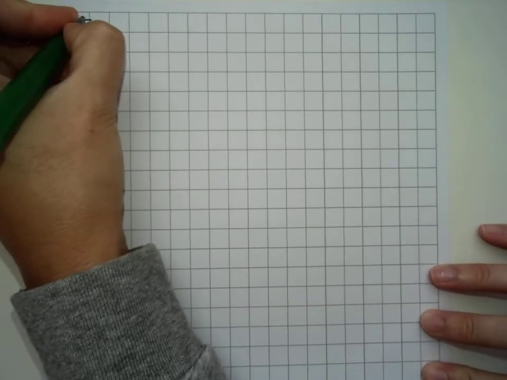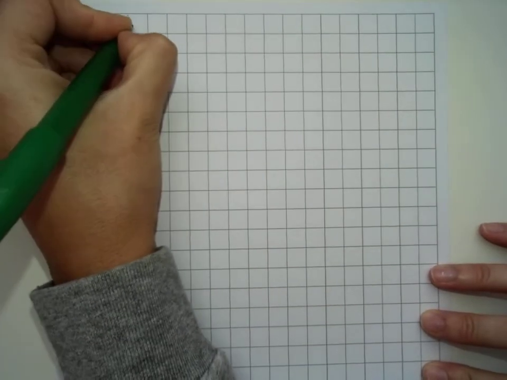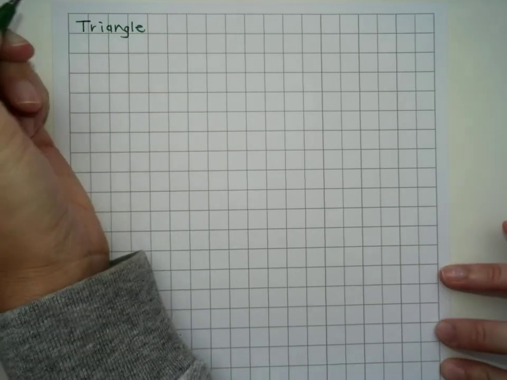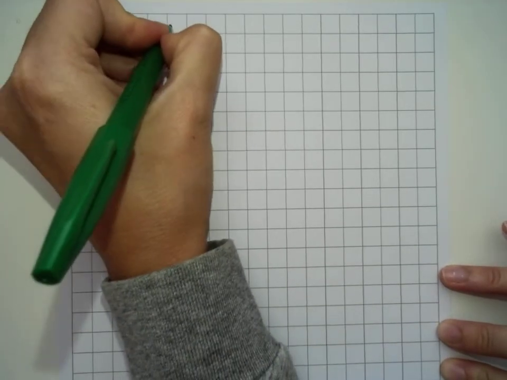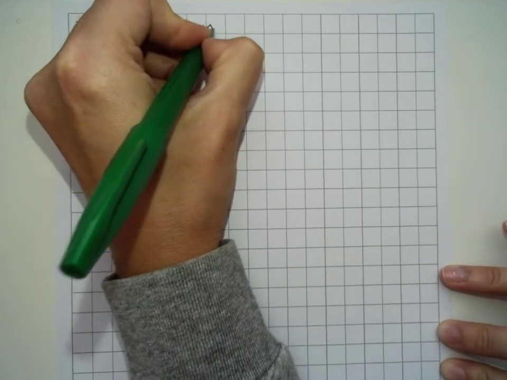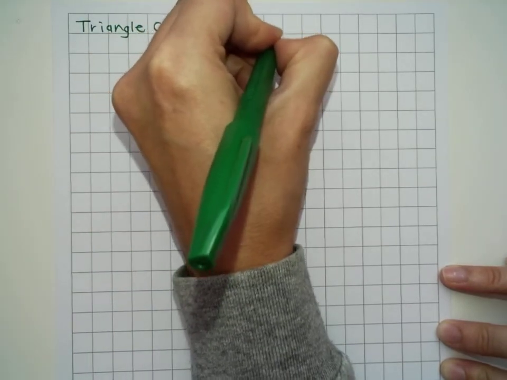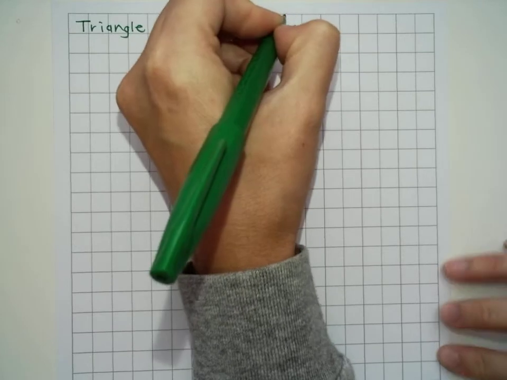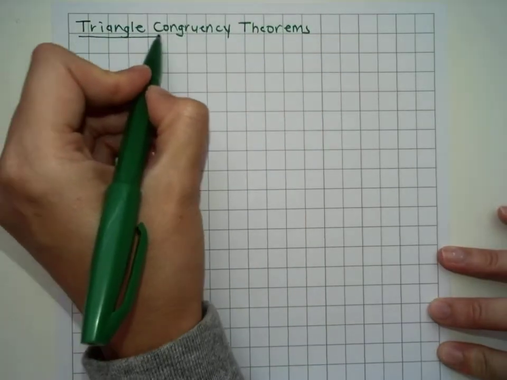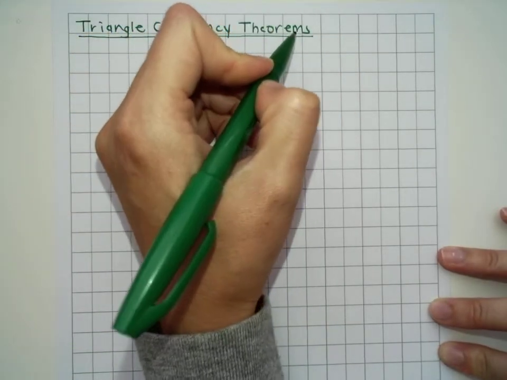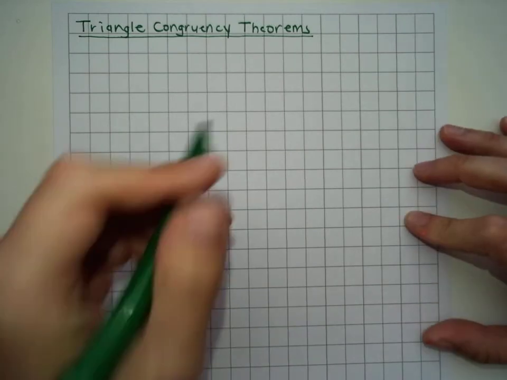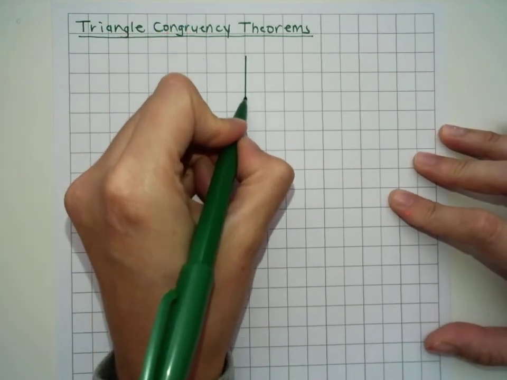Okay, today we are going to be talking about triangle congruency theorems. So in order to prove that triangles are congruent, there are different theorems we can use to prove it. Okay, so we're going to want to divide our paper in half.